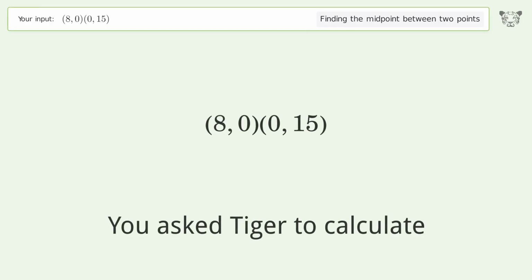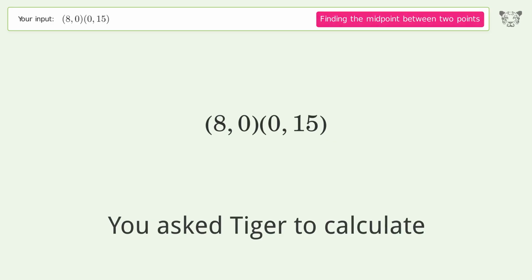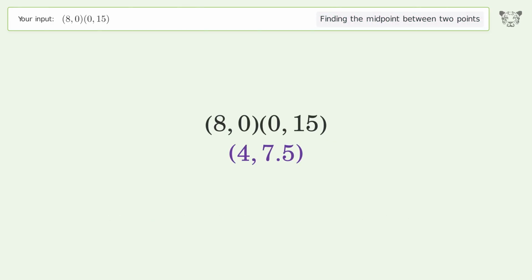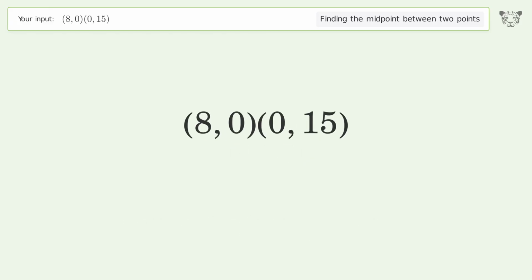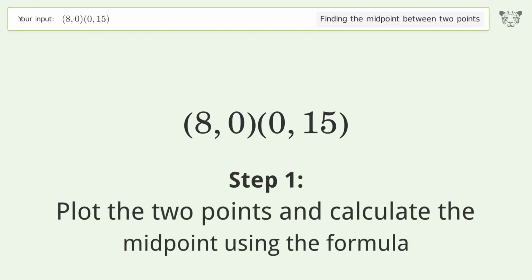You ask to calculate. This deals with finding the midpoint between 2 points. The midpoint between the 2 points is 4, 7.5. Let's solve it step by step. Plot the 2 points and calculate the midpoint using the formula.